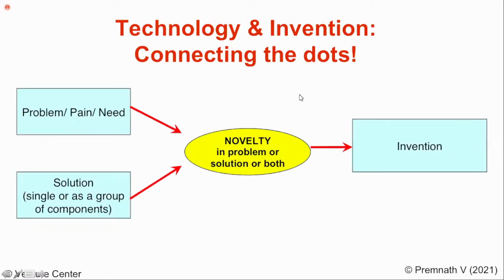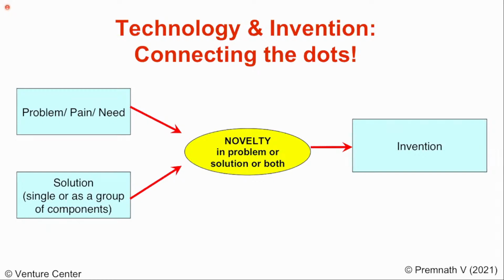Now, generally speaking, the technology development process as a whole can be thought of in very simple terms as taking a problem, understanding it, figuring out a unique way of looking at it, taking a solution or a set of solutions, putting that together with the problem. And if you do it in a novel way, it becomes an invention. Okay, if there's no novelty in it, it's still a technology, but not necessarily an invention, right?